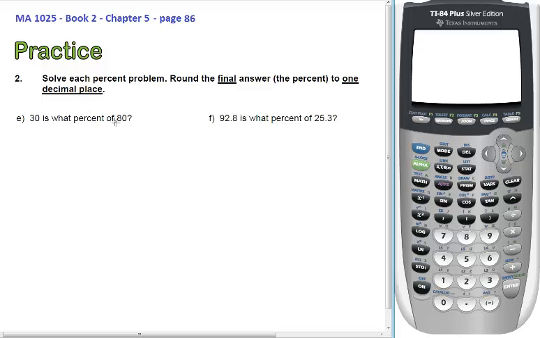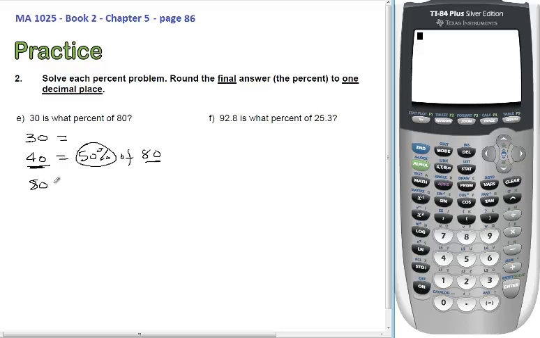30 is what percent of 80? Okay, now getting a feel for numbers as percents is important. So we know that half of it would be 50%, so 40 would equal 50% of 80, right? Half is another word for 50%, so 40 is half of 80, so 40 would be 50%. Now we have 30, so we know it's going to be less than 50%, right?